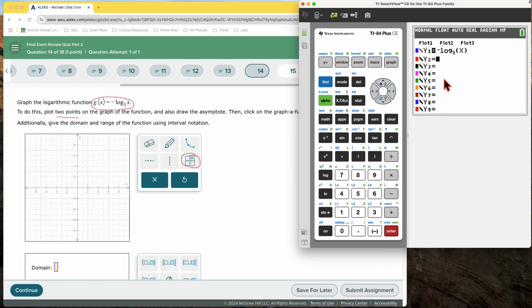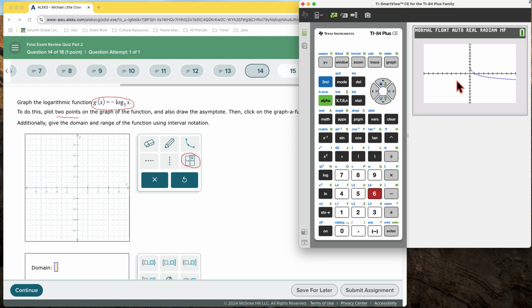Okay. So we want to graph it. I'm going to go to zoom standard just to make sure everything is visible, and it comes down like this. Now what I've got to think is it looks like it just comes out of this point. What it's actually doing is there's this asymptote here at x equals 0. The y-axis itself is the asymptote, because the domain of a logarithm is x has to be greater than 0. It can't be equal to 0.